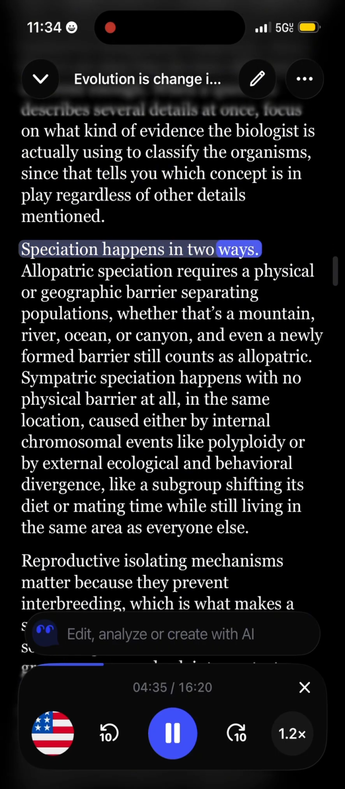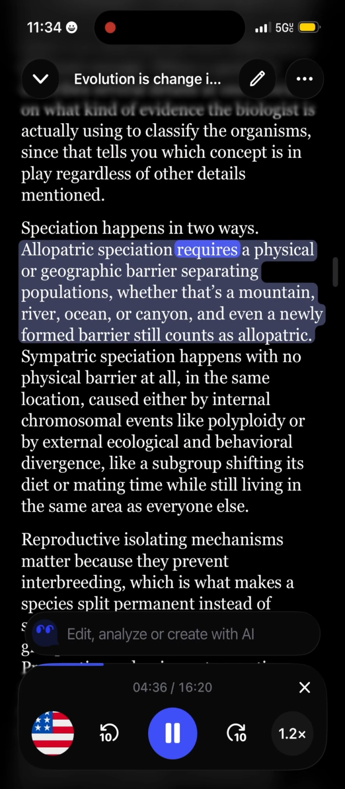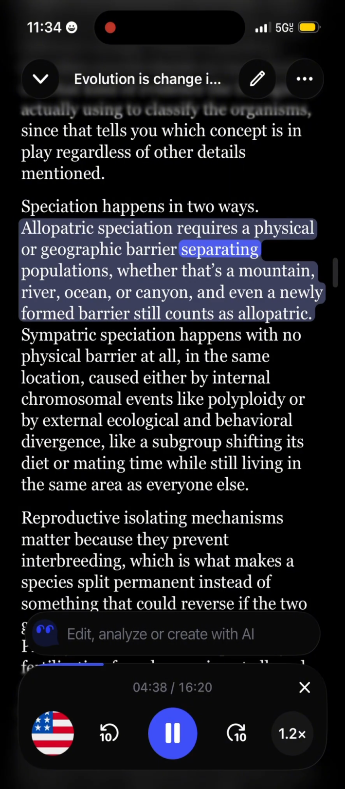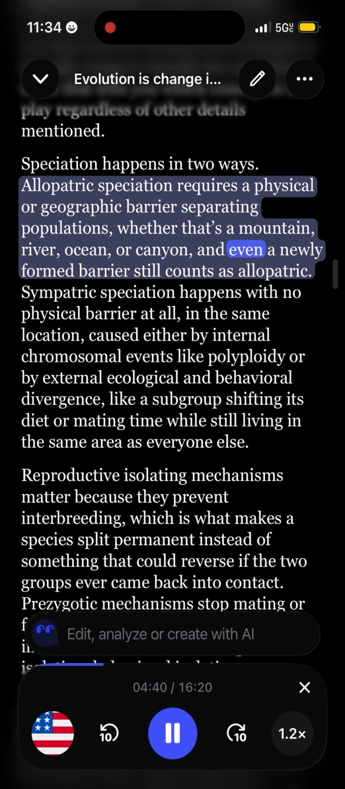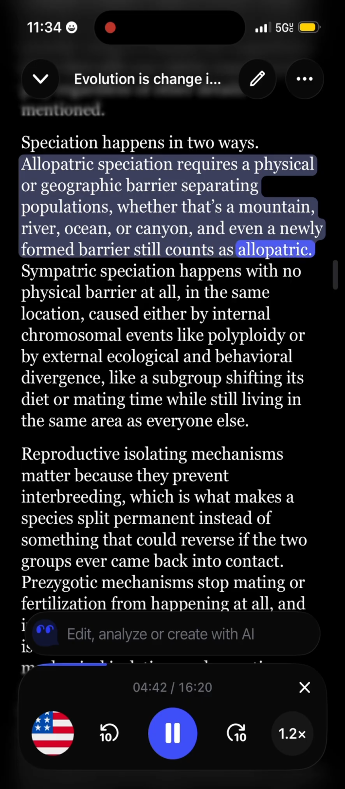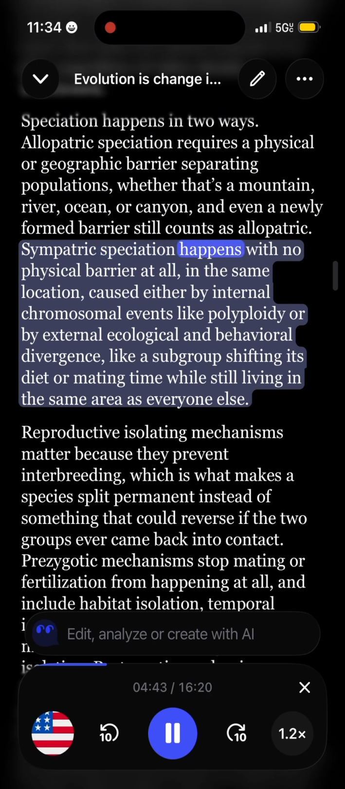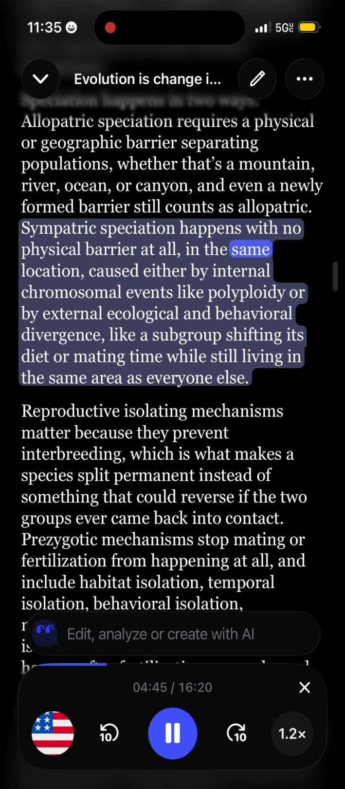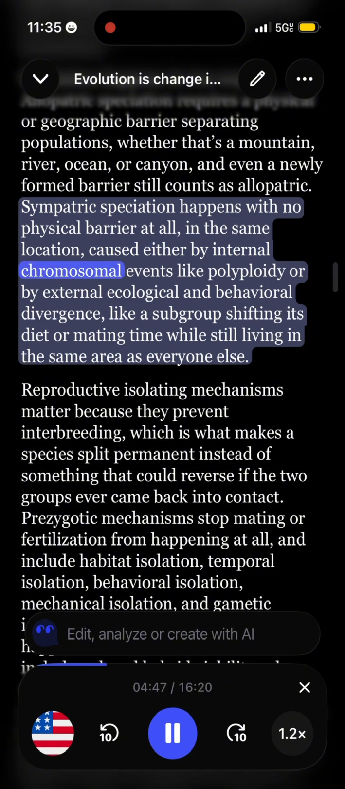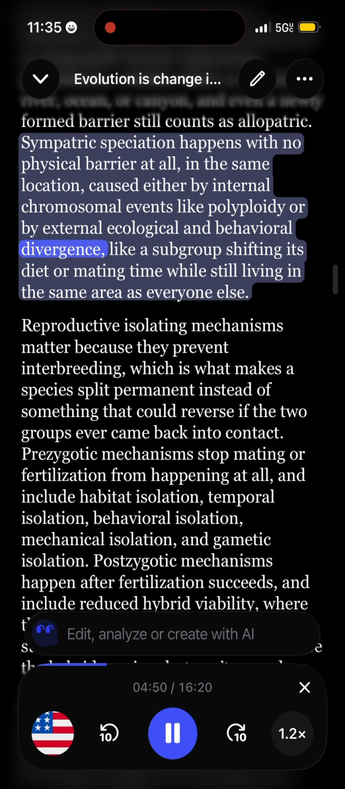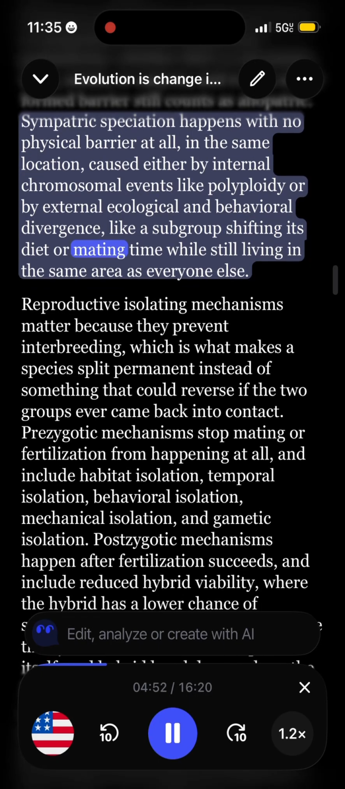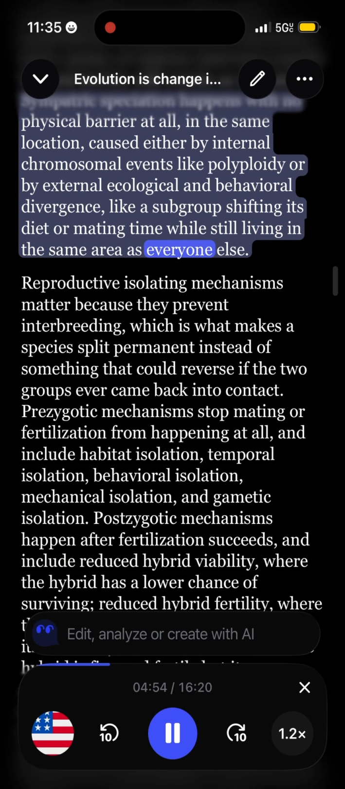Speciation happens in two ways. Allopatric speciation requires a physical or geographic barrier separating populations, whether that's a mountain, river, ocean, or canyon, and even a newly formed barrier still counts as allopatric. Sympatric speciation happens with no physical barrier at all, in the same location, caused either by internal chromosomal events like polyploidy or by external ecological and behavioral divergence, like a subgroup shifting its diet or mating time while still living in the same area as everyone else.